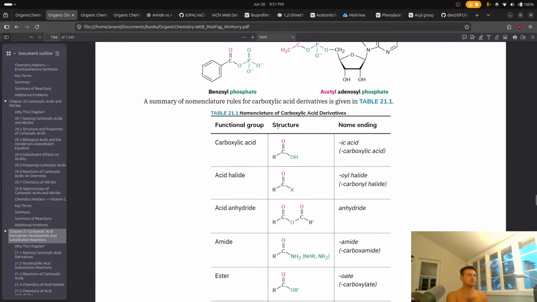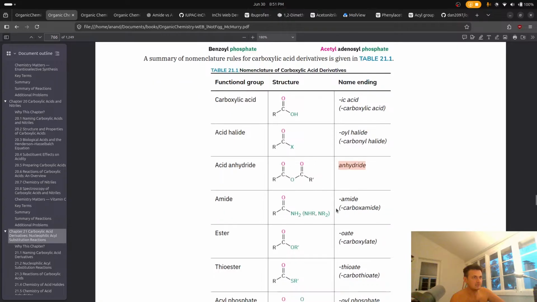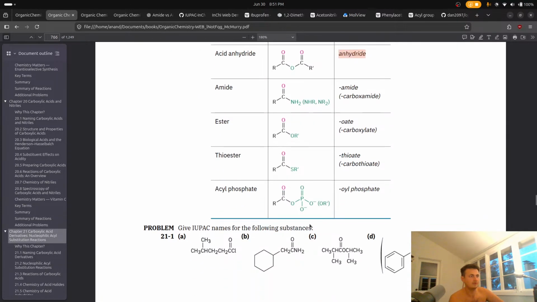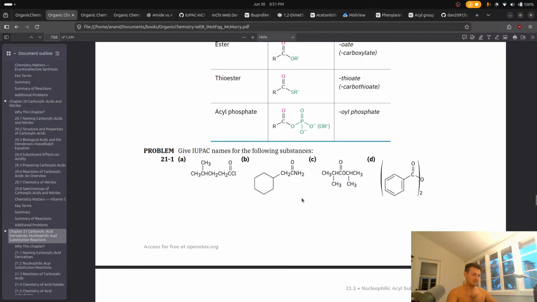A summary of nomenclature rules. Carboxylic acid is an ic acid. An acid halide is an oil halide. An acid anhydride is just anhydride. Amide, oate, thioate, oil phosphate. Okay, cool. All right. I like naming. I feel like I've always liked naming.